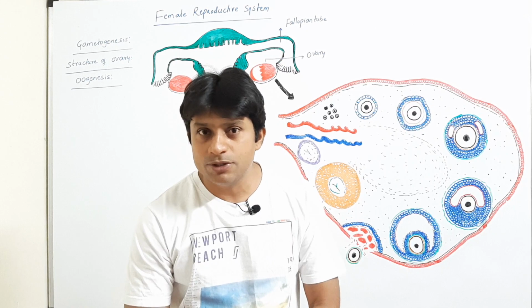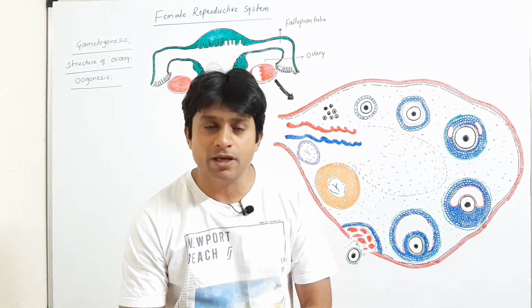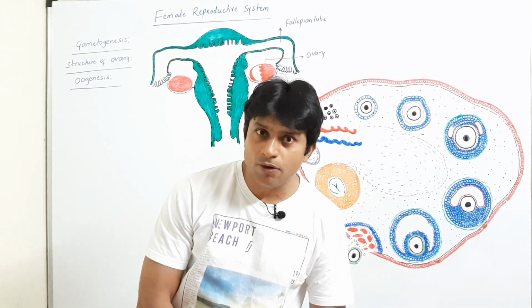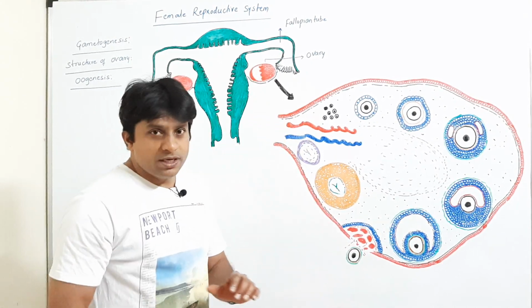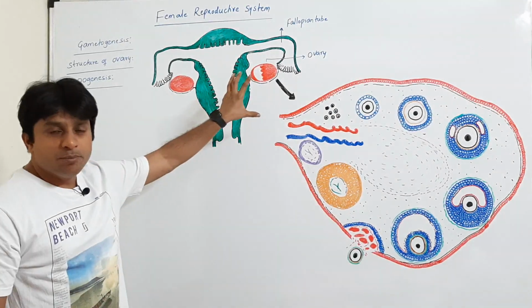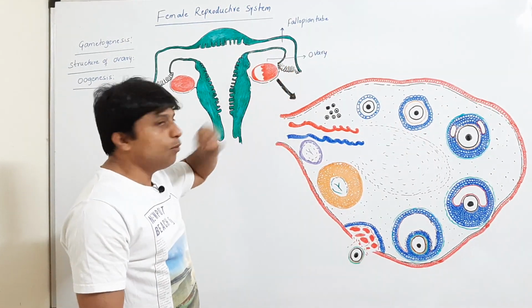This topic is about the female reproductive system. Here we are talking about gametogenesis. What happens in the female is called oogenesis. Oogenesis is initiated in the embryonic stages inside the primary sex organs of the female called ovaries.